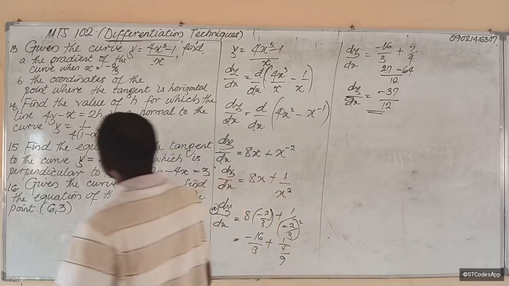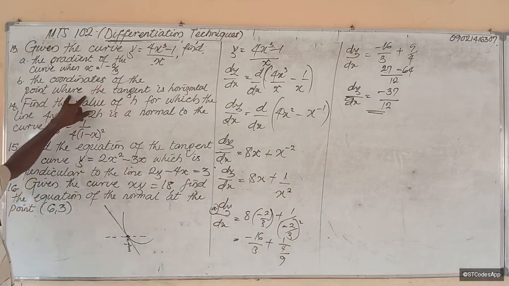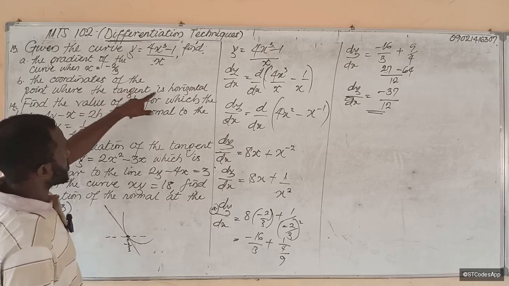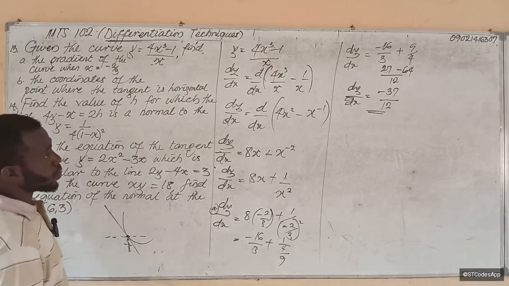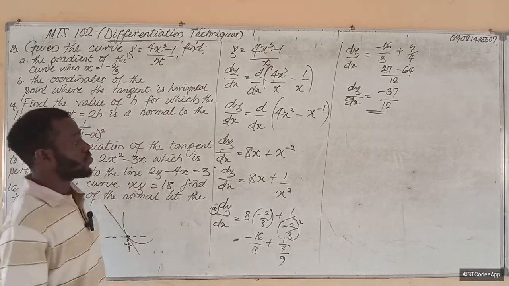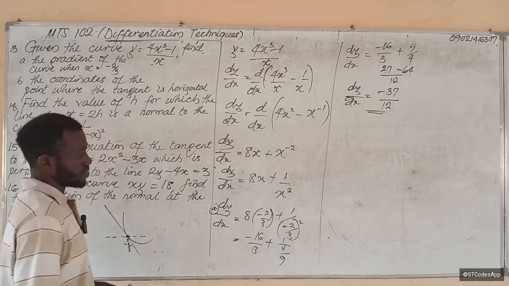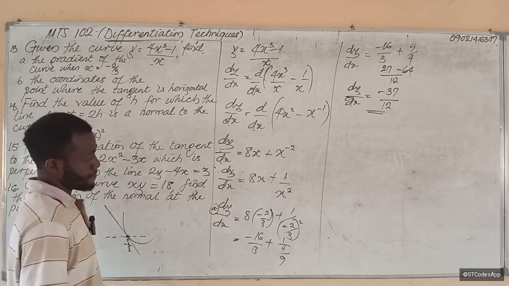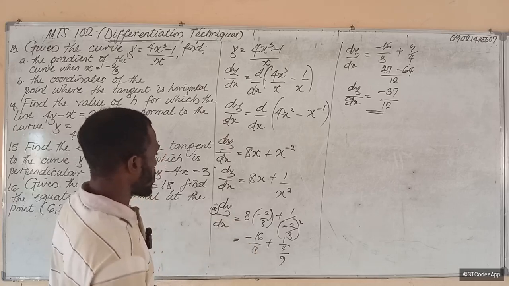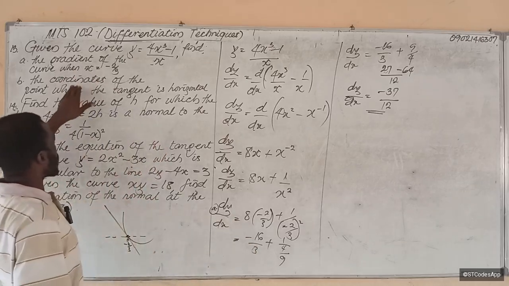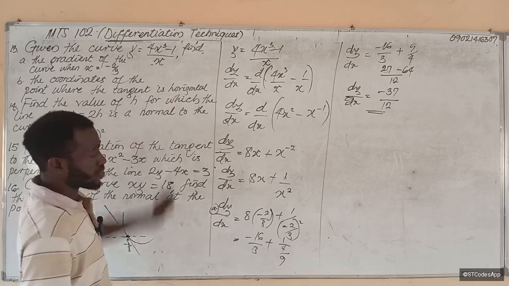Question B now says, we should find the coordinates of the points where the tangent is horizontal. We should find the coordinates of that point where our tangent is horizontal. Let's be sure we didn't make any mistake here. Okay. So find the coordinates of the points where the tangent is horizontal.